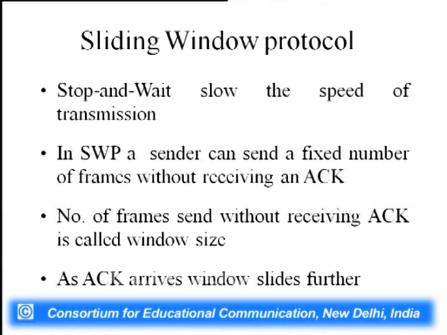That means if I say I will send w frames without receiving acknowledgement, then after transmitting w frames continuously, if I do not receive acknowledgement, I will stop. That is what it is. So, that is called a window size. That means the number of frames one can transmit without receiving acknowledgement is called a window size.